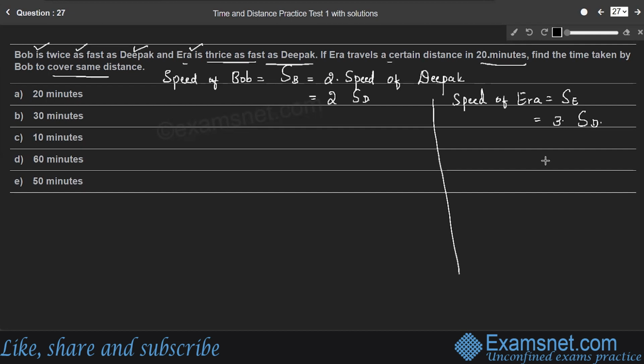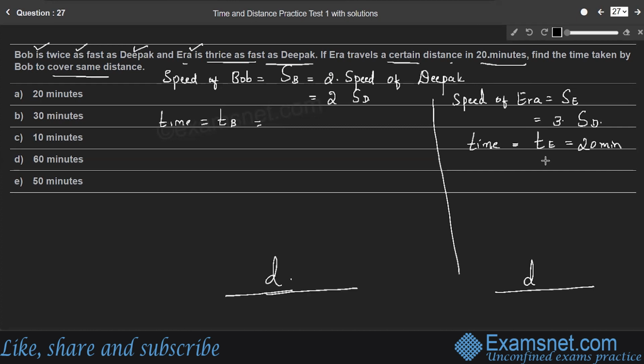If Era travels a certain distance in 20 minutes, so time taken by Era, you can consider that TE as 20 minutes. Find the time taken by Bob. So time taken by Bob, which is TB, to cover the same distance. To cover the same distance means both Bob and Era will be covering same distance D. Therefore, let us find distance covered by Era first.